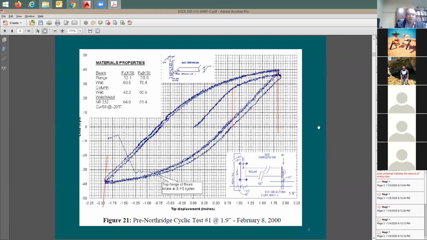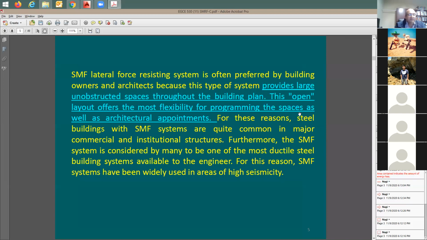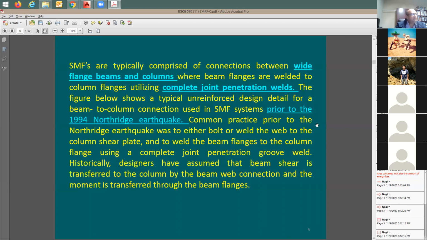Can you say maybe 2? 2.3, right? Maybe 3? Yeah, from here to there, divide by this. Maybe 2, maybe 3, that's it. Now, this is a reason that you'd like to have this special moment frame. How can we make it special? By providing this RBS connection. So the reason that we have the connection to RBS is to make it special, to increase the ductility for it.